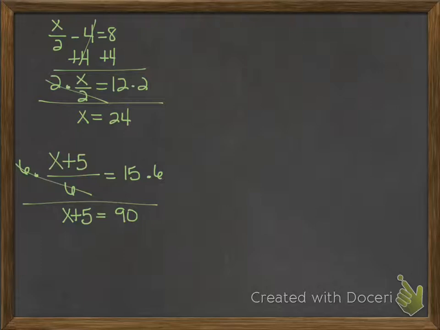And now notice it's a one-step equation. I've already done my multiplication slash division, so I have my addition subtraction left. So since it says plus 5, I need to subtract 5 from both sides. X equals 85.